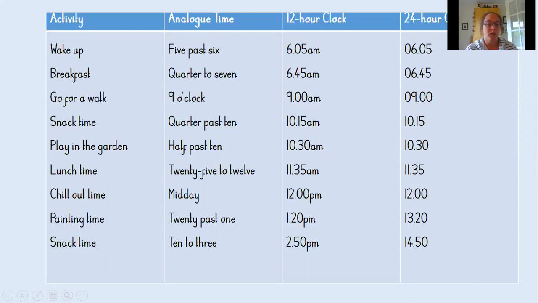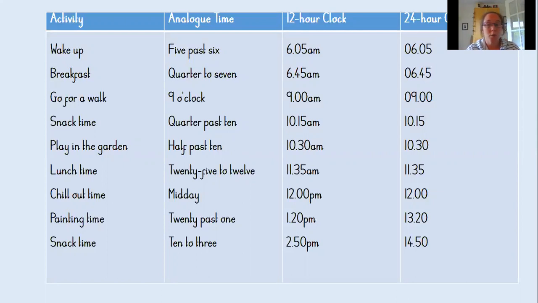So for example, on this particular day, I woke up at 6:05. That's my analogue time. For 12-hour clock, that would read as 6:05 a.m. and 24-hour clock would be 06:05. If we look a little bit further down, we have play in the garden at 10:30. That's my analogue time. My 12-hour clock would be 10:30 a.m. My 24-hour clock would be 10:30. And we skip right to the bottom. I have snack time. My analogue time is 10 to 3. My 12-hour clock would be 2:50 p.m. and my 24-hour clock would be 14:50.